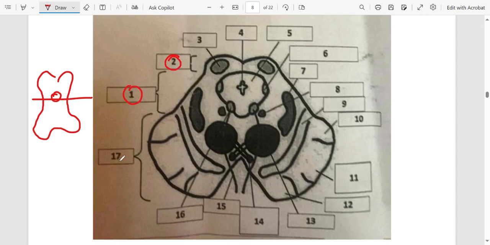This part is the tegmentum. This part is the crus cerebri. The substantia nigra is a dark area, and it is this area here labeled number 9. Substantia nigra has got two parts. There's what we call the pars compacta and pars reticulata, reticularis.